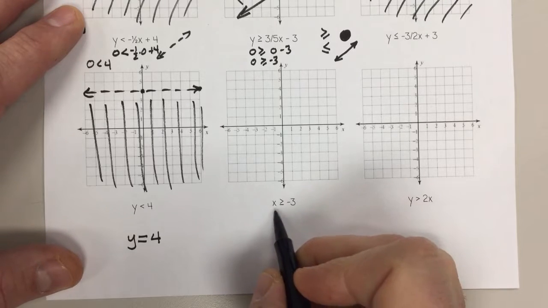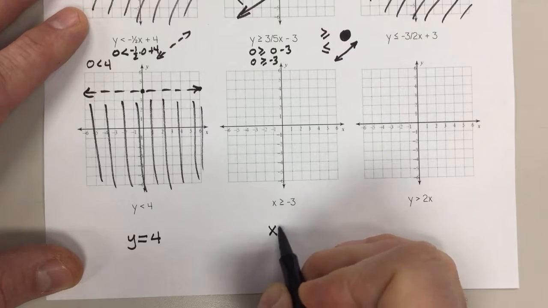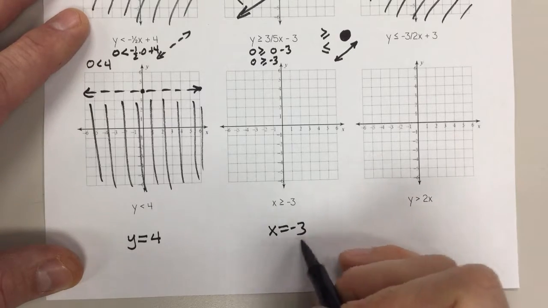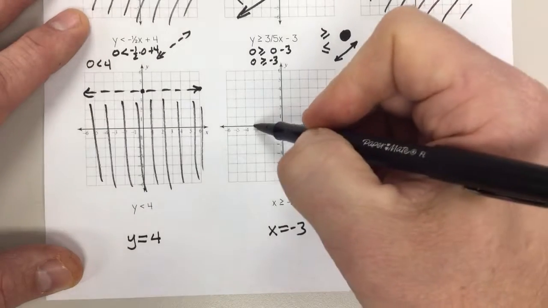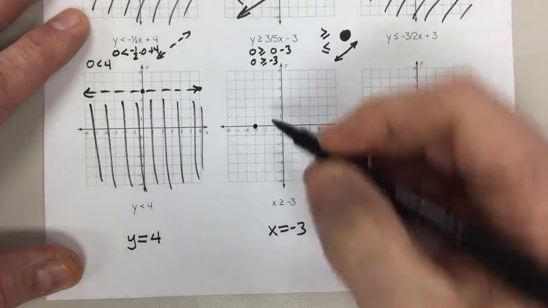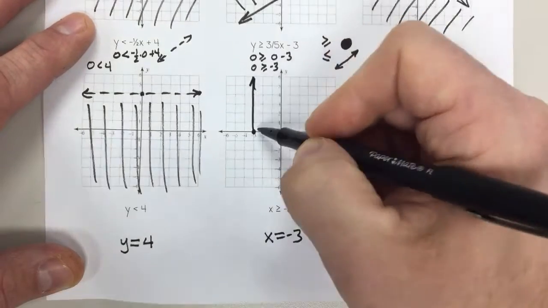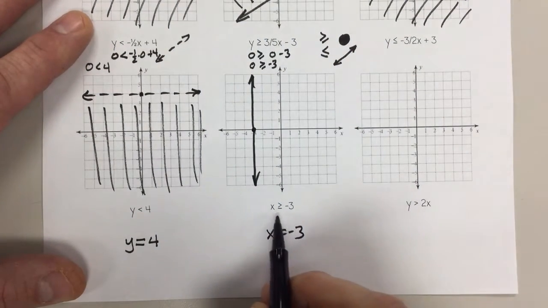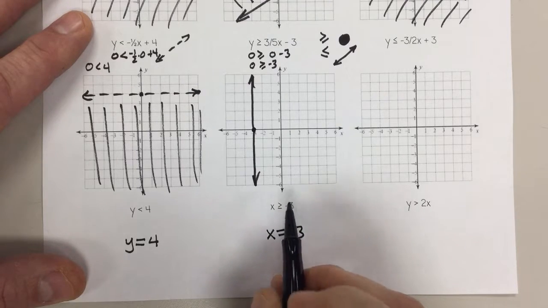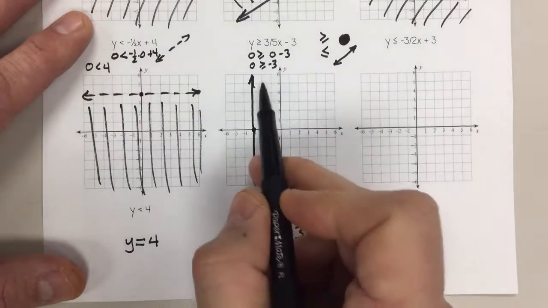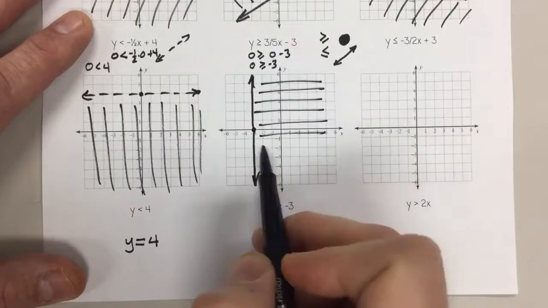For this one, x is greater than or equal to negative 3. Think back to when we graphed x is equal to negative 3. That was a vertical line through negative 3. Since there's an equal sign, this line is solid, like a closed circle. Then I have to think, where are the x's bigger than negative 3? Well, the x's on this side of the line are bigger than negative 3. So I would shade to the right.